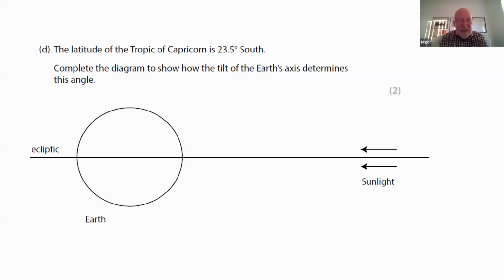Right, well, as I said, this is from a few years ago now, but I think it's worth putting this in. The latitude of the Tropic of Capricorn is 23.5 degrees south. And we've got to show how the value of the Tropic of Capricorn is related to the tilt of the Earth. So what I've done is to just cut and paste the mark scheme straight from the answer, straight from Edexcel. Thank you, Alastair.